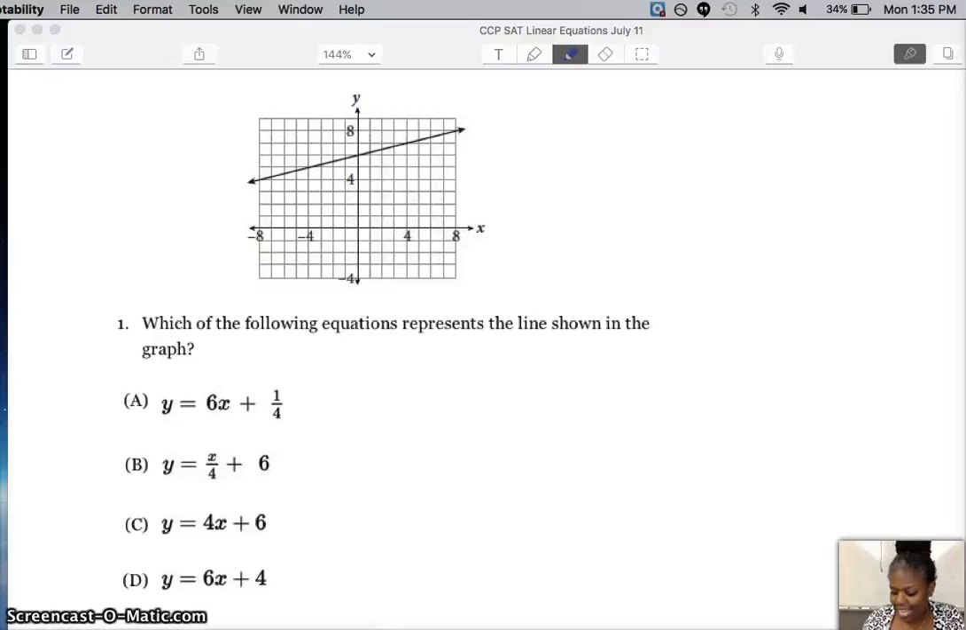All right, explanation of last night's homework. Let's take a look. So what we have in this first SAT question is: which of the following equations represents the line shown in the graph? A couple things we need to know. We talked a little bit about linear equations and what we can tell about them.